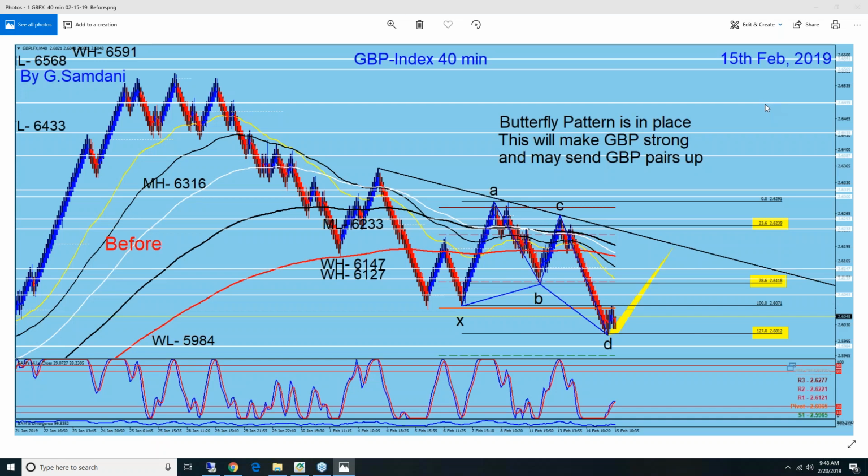So let's get started. This is a pound index chart I made. As you can see here, let me remove this recording panel from here. Alright, so this is on the 15th.